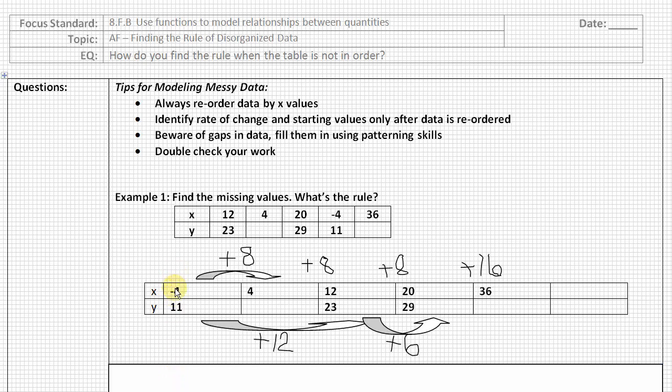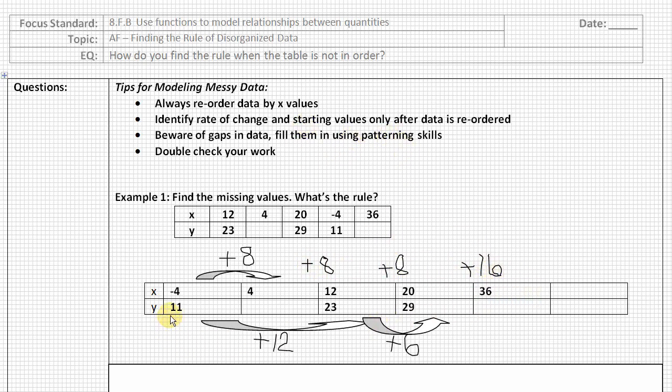So as you can see, I've gone ahead and I found that from -4 to 4 was a positive 8, from 4 to 12 was adding 8, from 12 to 20 was adding 8, but from 20 to 36, that was adding 16. So remember what I said here, beware of gaps in the data. So when we start to see that it doesn't follow a regular pattern, or that it is following a regular pattern and then suddenly it stops, then there might be a gap, and so we're going to have to use our patterning skills to adapt.